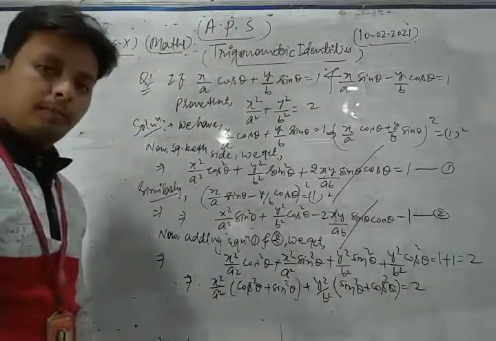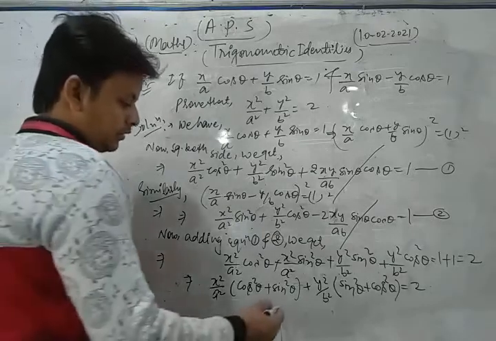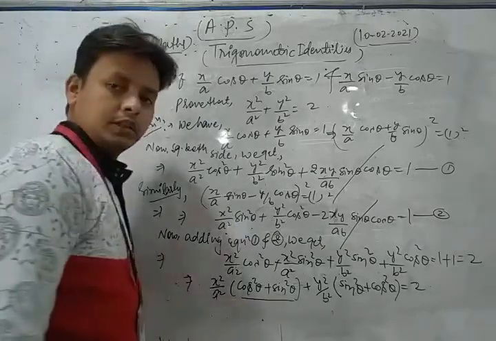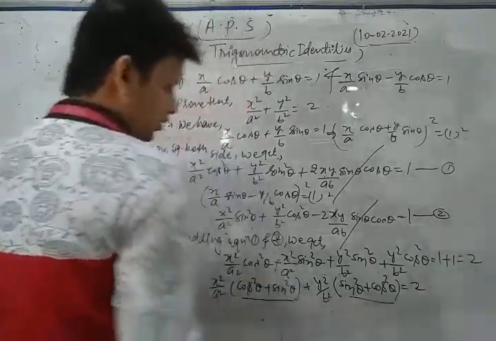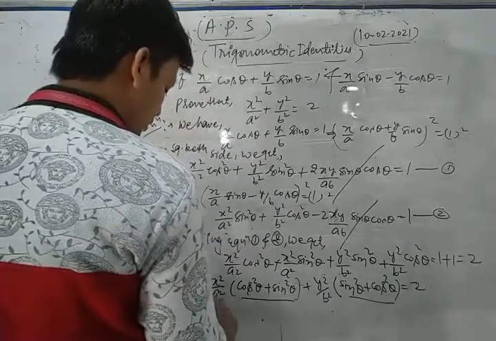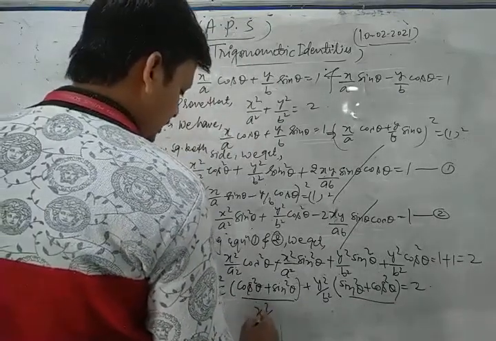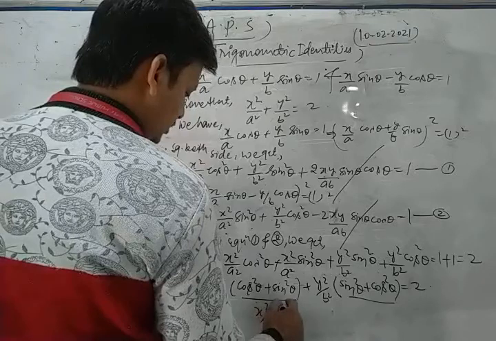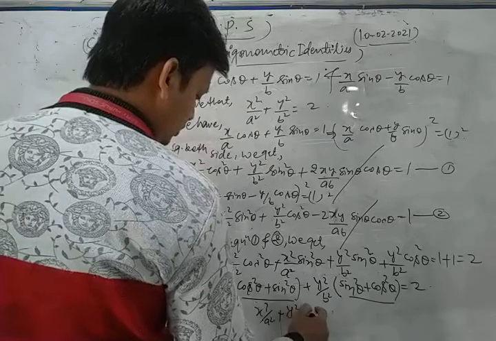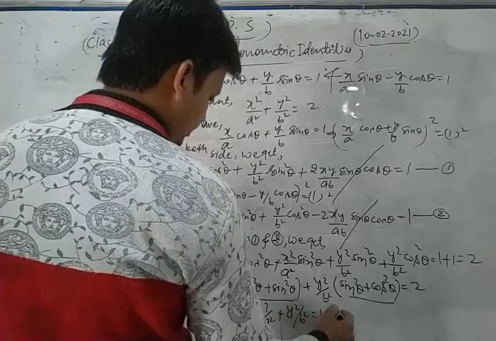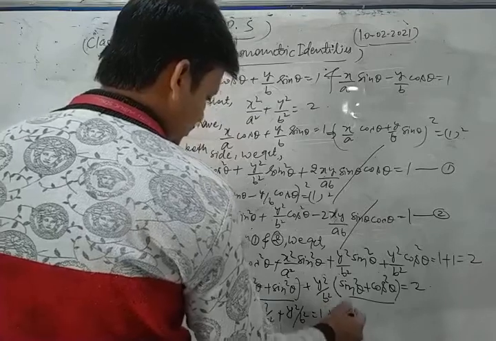Now, the value of sin square theta plus cos square theta is 1. This is also equal to 1. So we get x square upon a square plus y square upon b square is equal to 1. Hence proved.